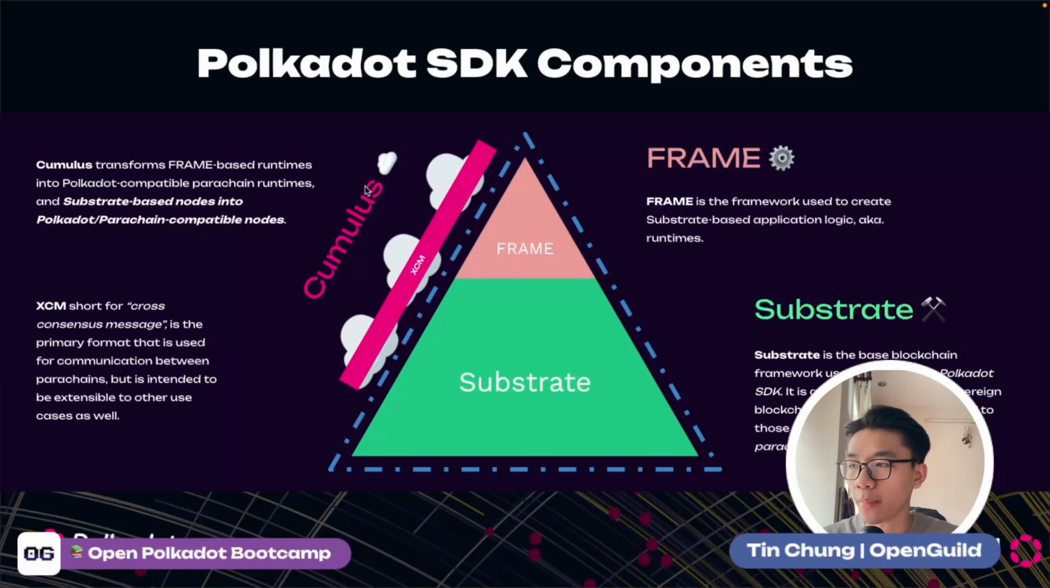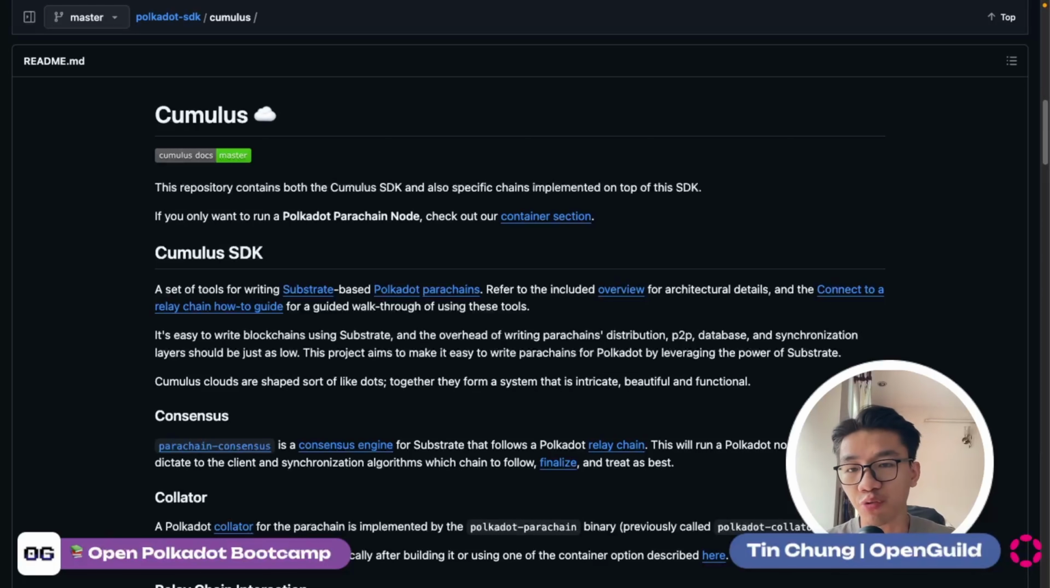It's the primary format that is used for communication between parachains, but it's intended to be extensible to other use cases as well. And we're gonna learn about XCM in section 10, where we have 3 to 4 different videos about XCM. To find any information related to Cumulus, you can go to the Polkadot SDK and then find Cumulus. There's a folder in the Polkadot SDK, and as we already learned, the Polkadot SDK is a monolith repository, so everything is gonna be under the Polkadot SDK.